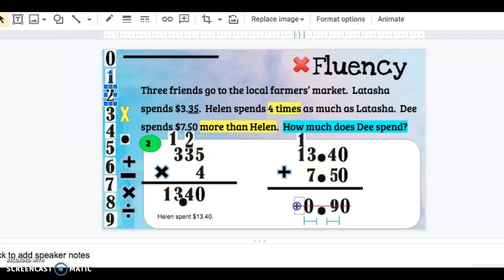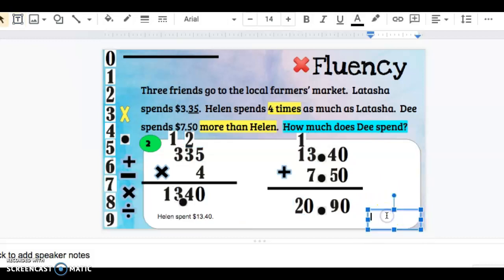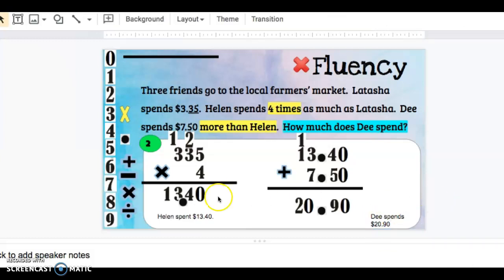So D is going to spend, and I'm going to make my text box for you all to have. You won't have to do this, it'll be there for you. And I'm going to say D spends $20.90. Okay? And that is how you're doing fluency for today.